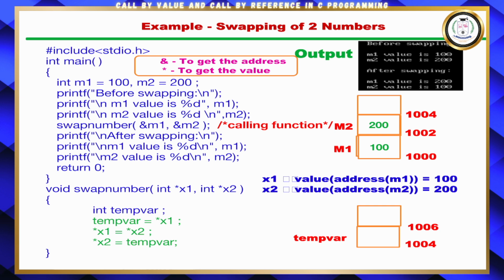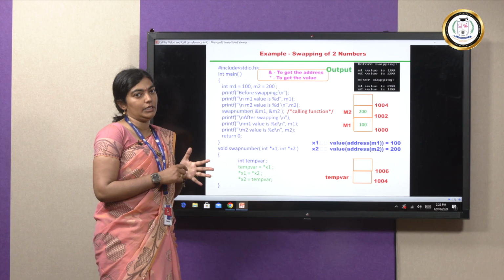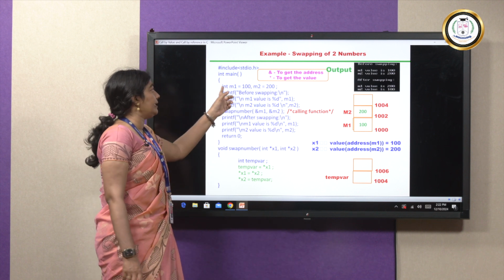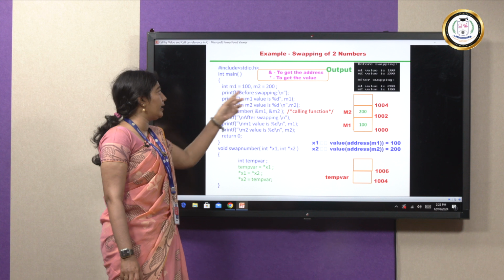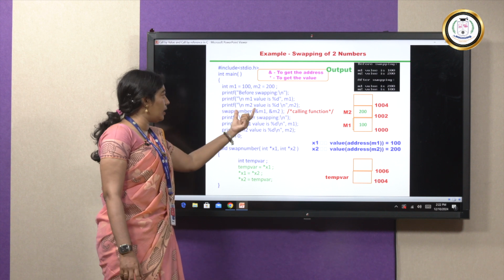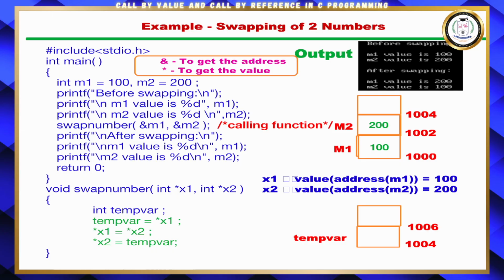Be very cautious about ampersand and asterisk. Ampersand refers to the address location and asterisk refers to the value. It's the same concept as the previous example. I said that m1 is equal to 100, m2 is equal to 200. Before swapping, I'm just printing the values. For calling the function swapNumber, I called it using ampersand m1 and ampersand m2. And after that, my function is called.